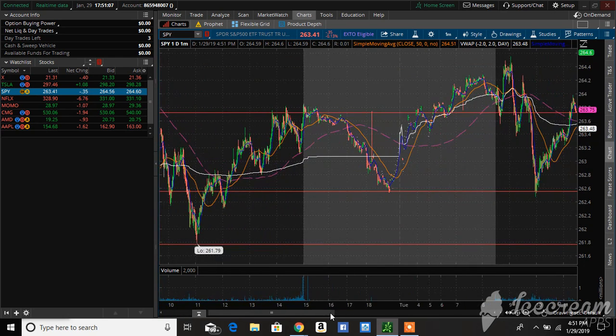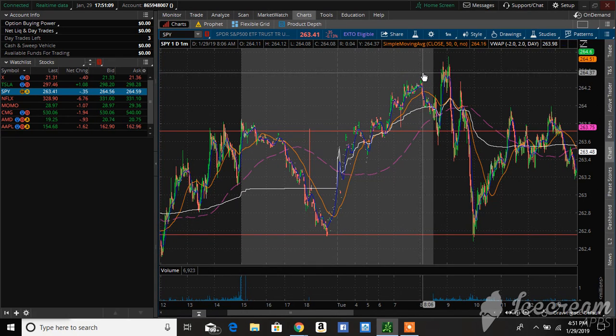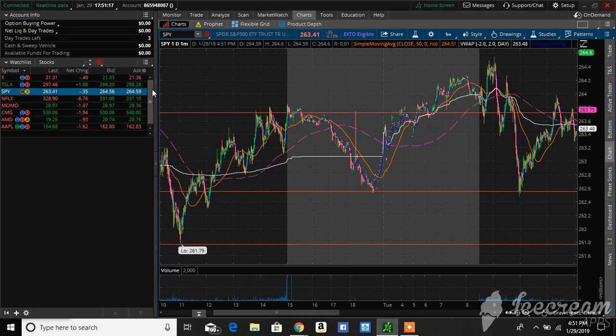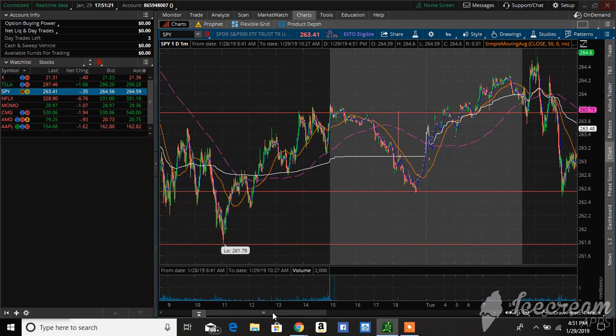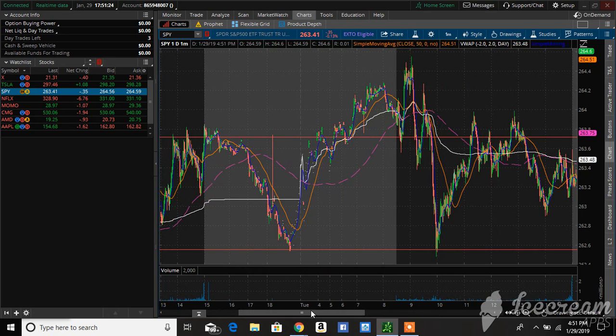Watch this. 264.20. Okay. See that? The support on the previous day was today's resistance. Okay, so you can see it right here. These are the highs of the pre-market.